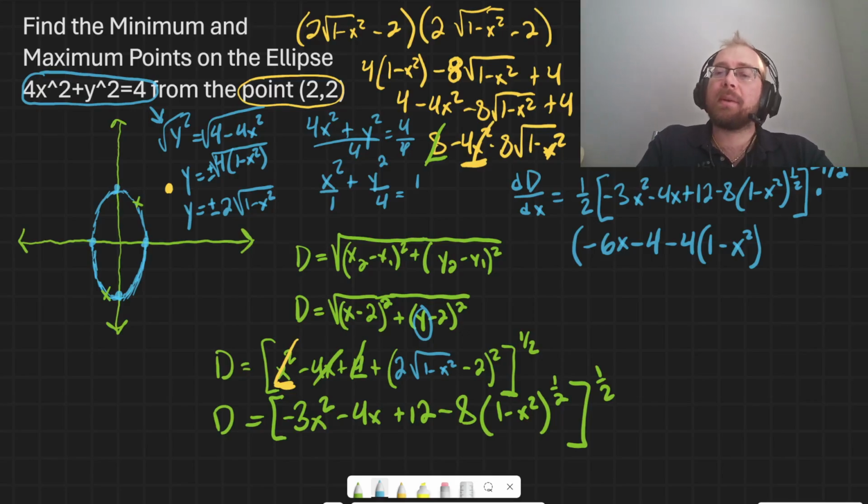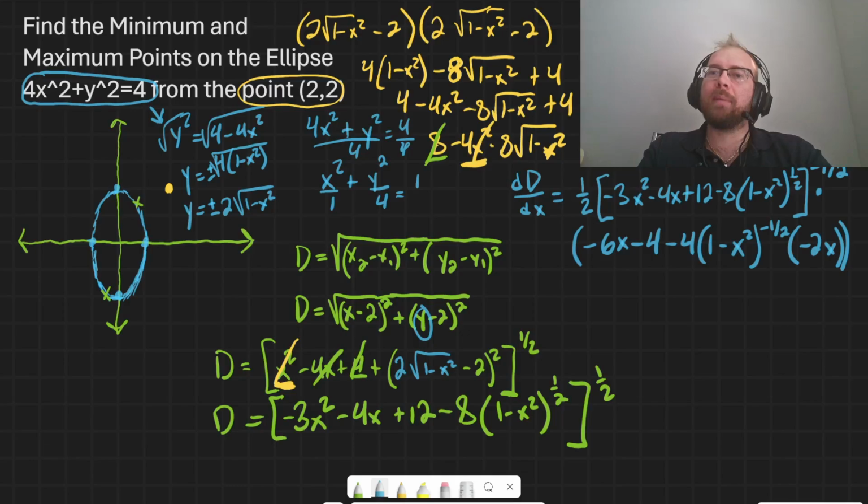Okay, anyways, so times the chain rule, negative 6x minus 4, minus a 4, because I times by the power, and then keep that the same, and then that's power minus 1. And then I times by the derivative of the inside of that, which would be negative 2x.